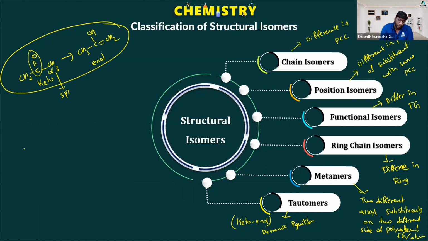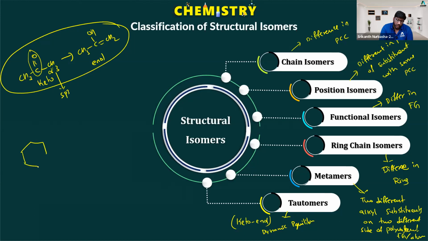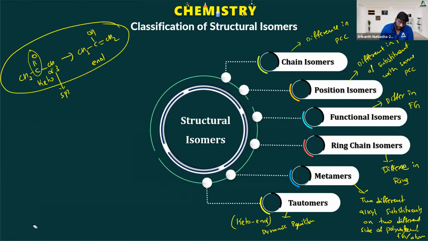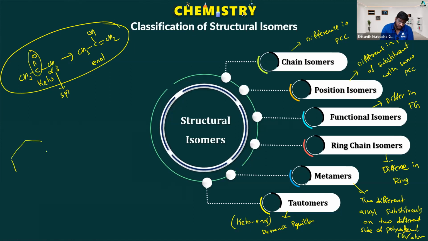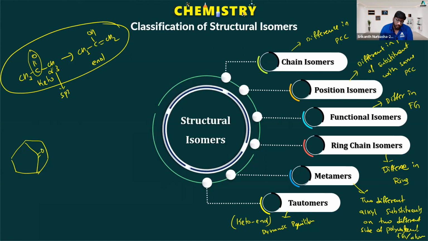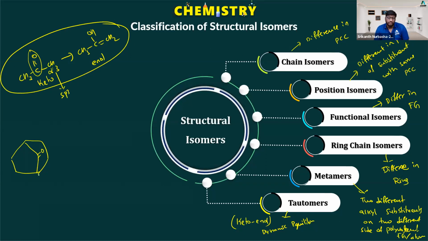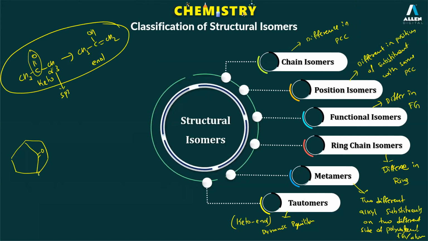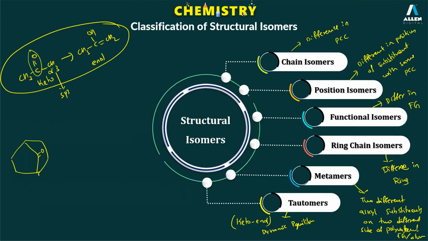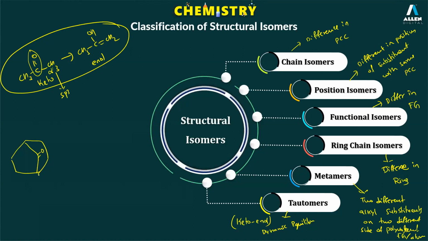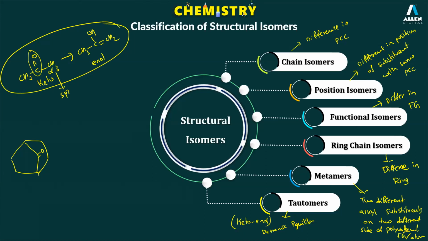I'll give you a compound, try to figure out whether it will show tautomerism or not. Will this compound show tautomerism or not? No, sir. Why, Suman? Sir, this bridge carbon cannot be sp2.